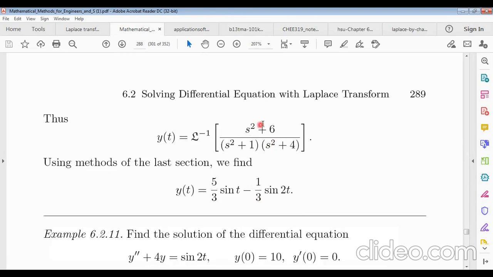So the inverse Laplace transformation of this gives y(t) equals 5/3 sine t minus 1/3 sine 2t. You must know how we can find the inverse Laplace transformation. First of all, we have to learn it, then we can find it. The inverse Laplace transformation of this will give the solution of the differential equation.